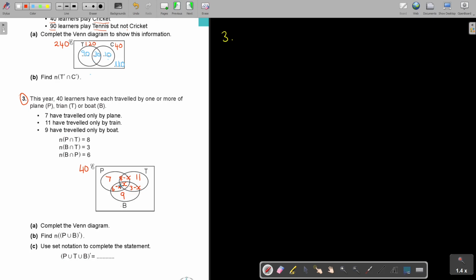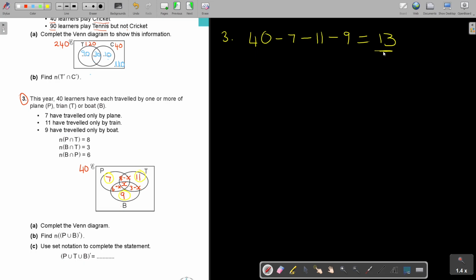So if I say complete the Venn diagram, let's just see if I have more information. Before I start, because I'm busy working with the inside, I'm just going to say there are 40 learners. And I'm going to first subtract just these outside numbers. So I'm going to subtract the 7, the 11, and the 9. And then I get that inside. And that is going to be 13.